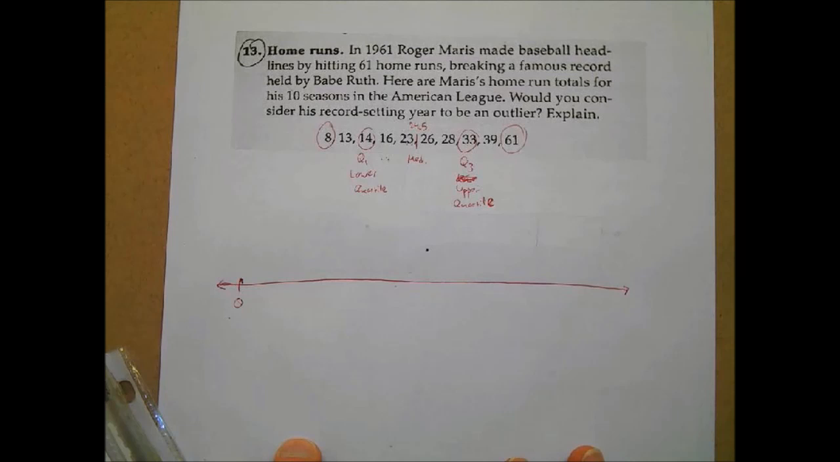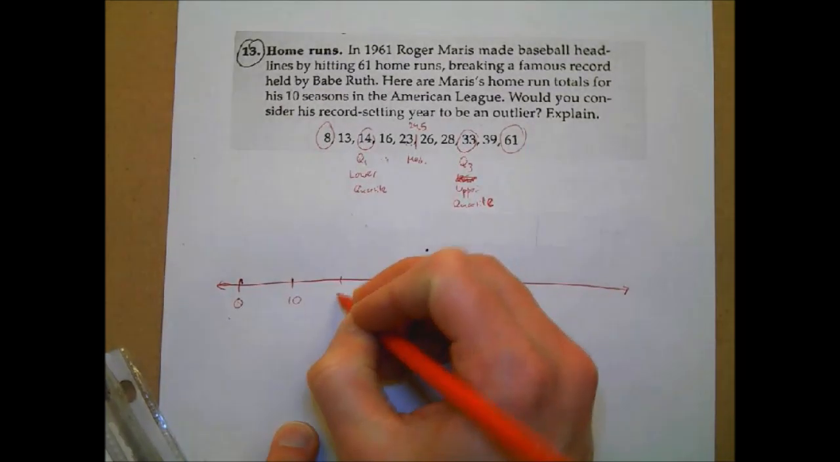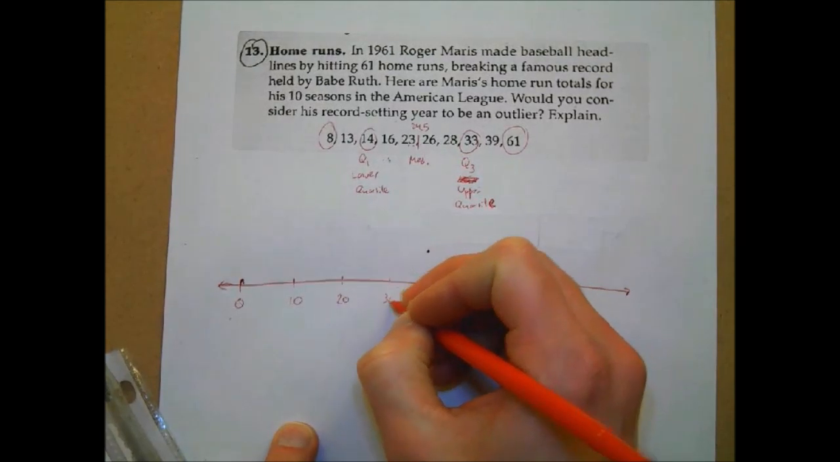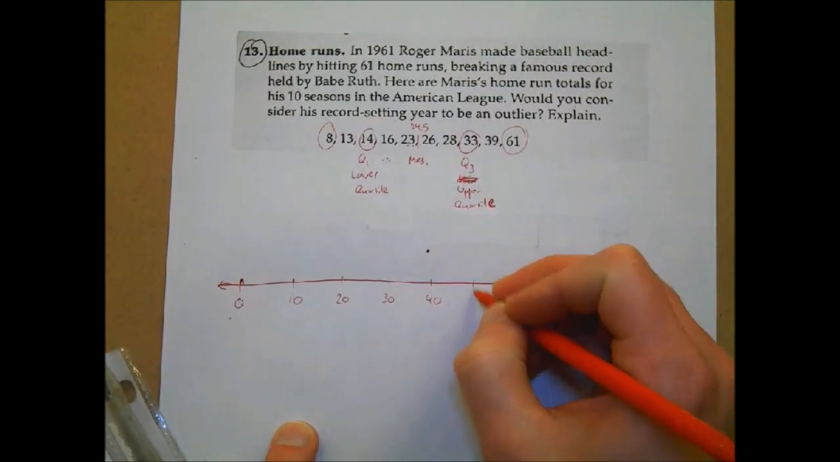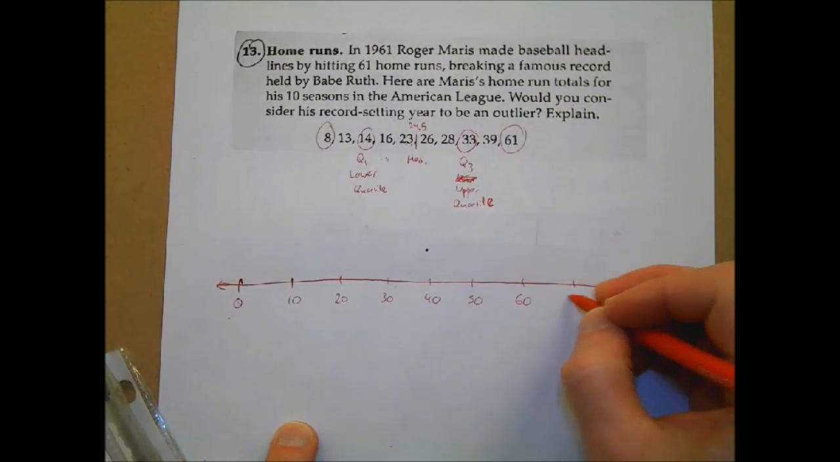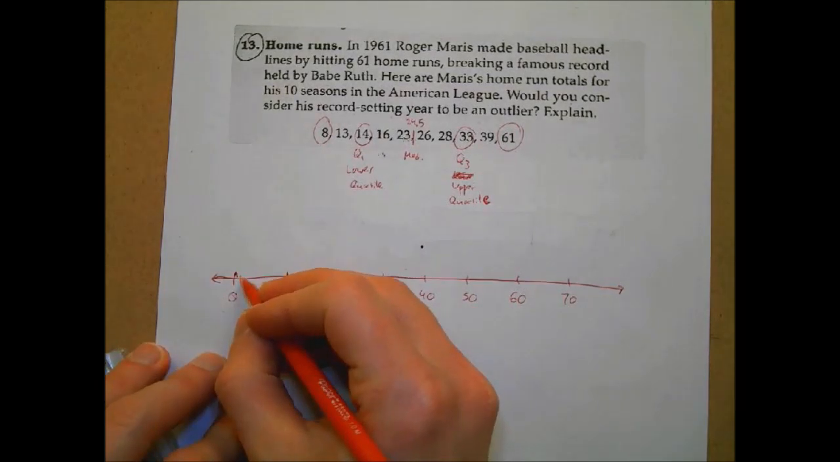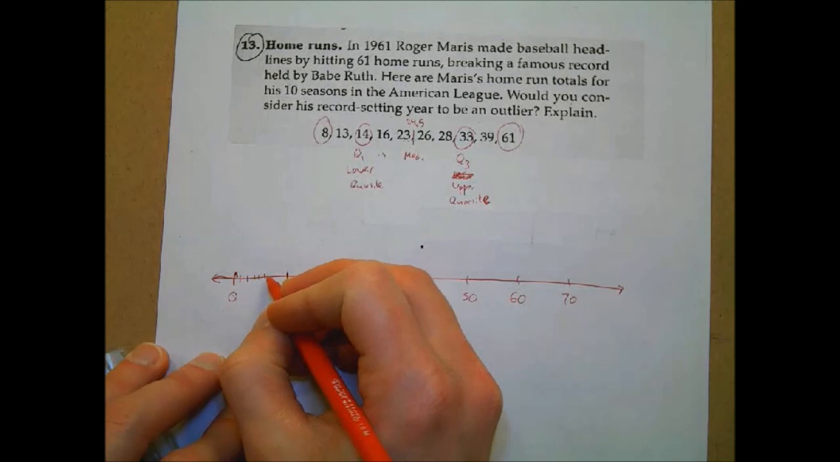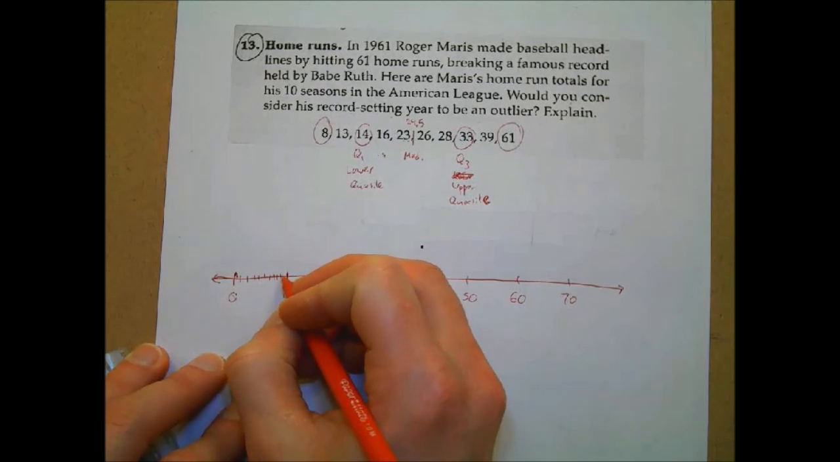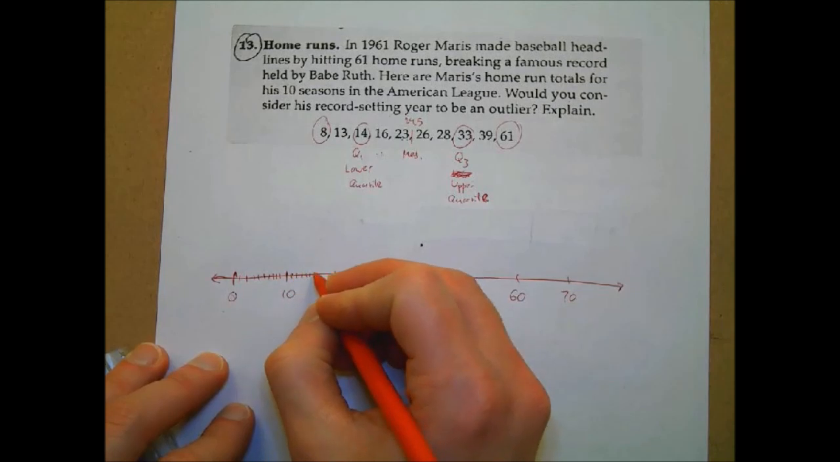So let's maybe count by tens. So there will be 10, 20, 30, 40, 50, 60. And I guess we'll go up to 70 because we do go to 61. Okay? And then if you want to, you can put tick marks in between to count for the ones, right? So like 1, 2, 3, 4, this is gonna be a perfect graph. 5, 6, 7. You don't have to. But it's not a bad idea.